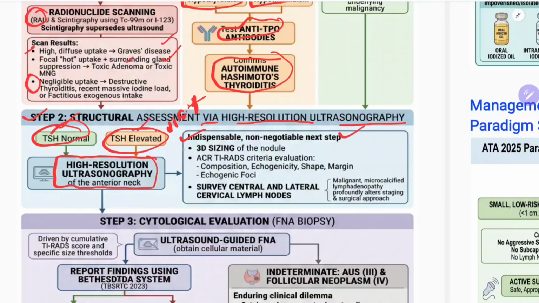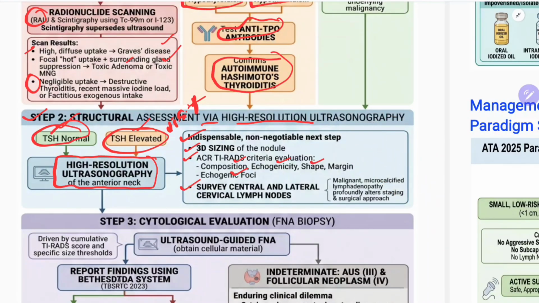Here the radiologist will do 3D sizing of the nodule, and according to that will grade the nodule according to the ACR TIRADS criteria, which has 5 points: composition, echogenicity, shape, margin. Depending on this, he will give a grading like TR1, TR2, 3, 4, 5. This grading will be given. Along with that, there should be a survey of the central and lateral cervical lymph nodes.